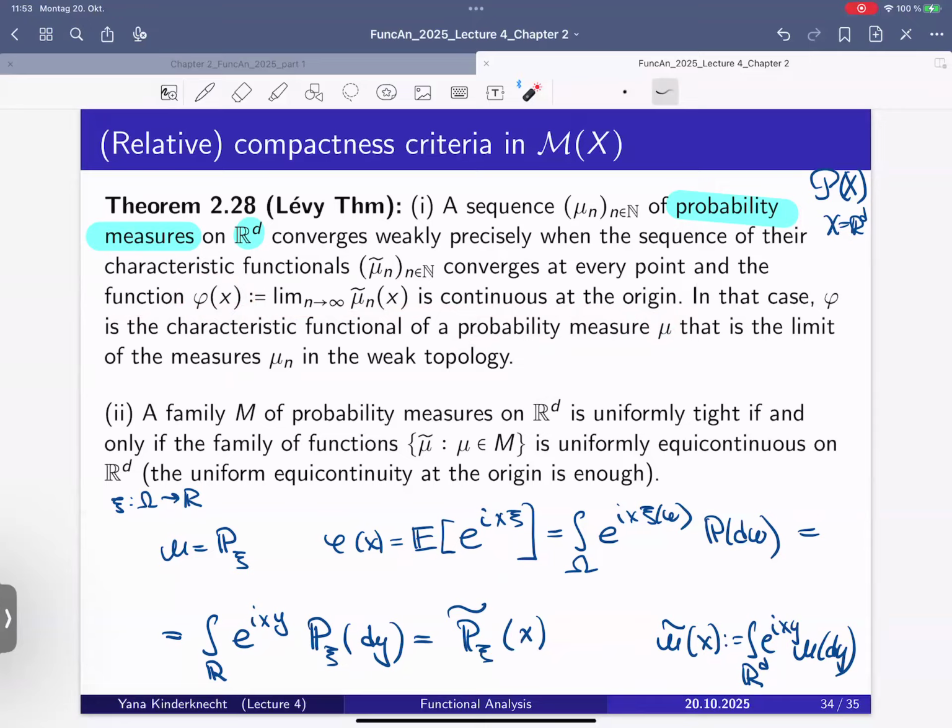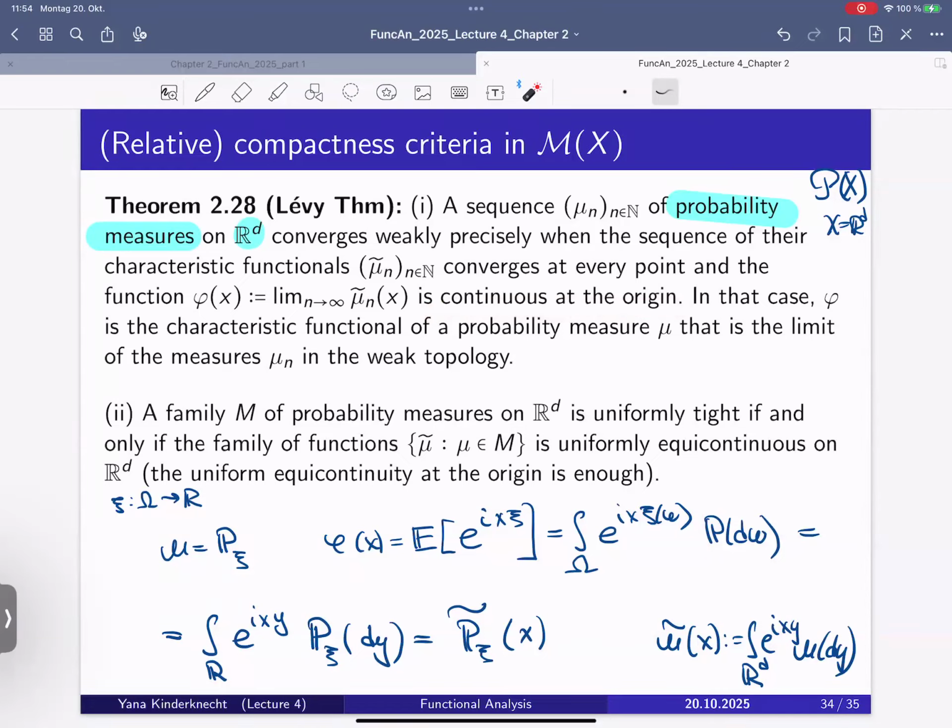Okay, and so the second statement of the Levy theorem is as follows. A family M, so not just a sequence but some family of probability measures on R^d, is uniformly tight if and only if the family of its Fourier transforms is uniformly equicontinuous on R^d. But uniform equicontinuity on the whole of R^d is equivalent to uniform equicontinuity just at the origin, because the exponential function is a very special function. All characteristic functionals have a special structure, so to say, so really here we need only continuity at the origin.